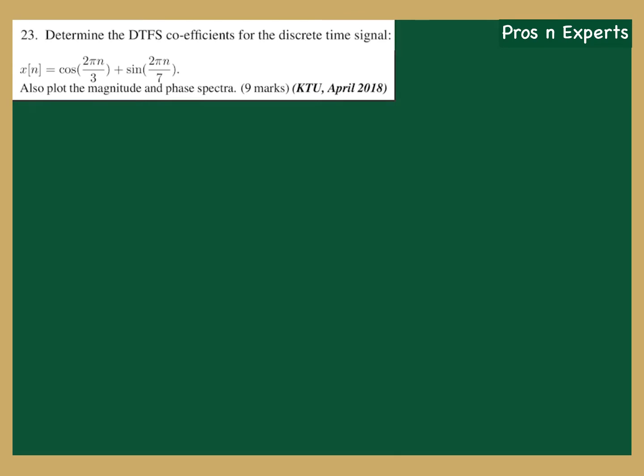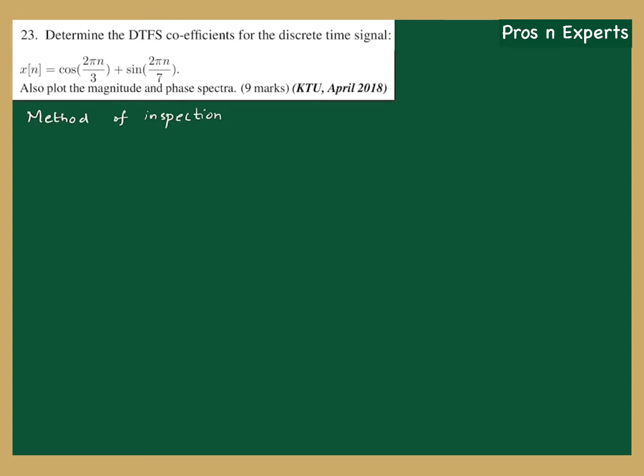Determine the DTFS coefficients for the discrete time signal x of n equal to cos 2 pi by 3 n plus sin 2 pi by 7 n, and plot the magnitude and phase spectra. This is a discrete time periodic signal. We have covered many problems like this, where this is a clear case of the method of inspection.